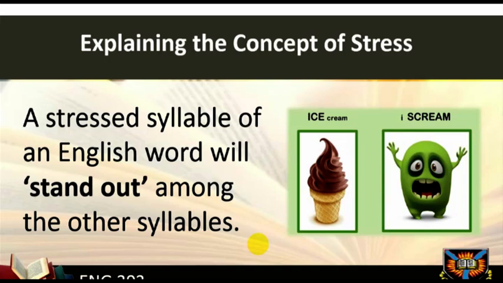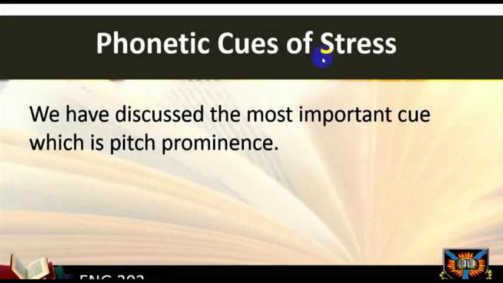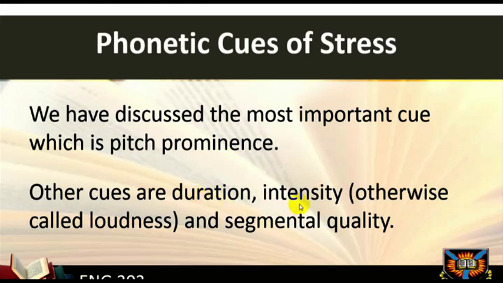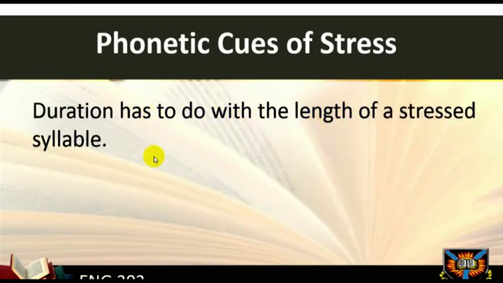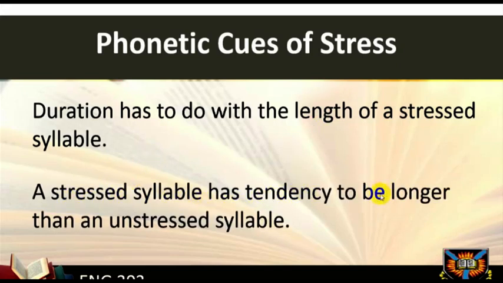Phonetic cues of stress. What are the characteristic activities that accompany a stressed syllable? These are called phonetic cues of stress. We have discussed the most important cue, which is pitch prominence. Other cues are duration, intensity, otherwise called loudness, and segmental quality. Duration has to do with the length of a stressed syllable. A stressed syllable has a tendency to be longer than an unstressed syllable.